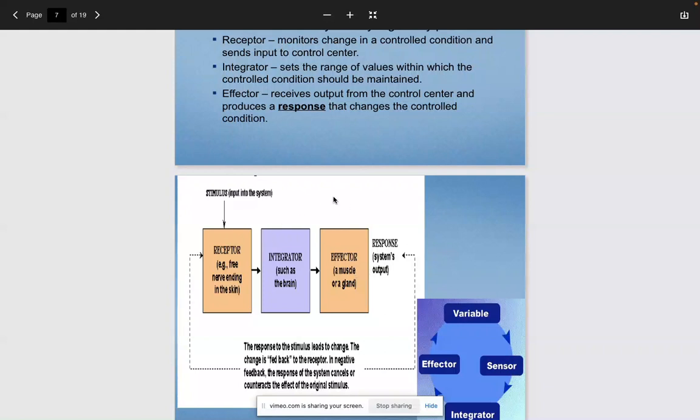So I just want you to see that this exists. You're going to have a stimulus. A stimulus is going to be our inciting event, right? The input into the system that's going to trigger the receptor or the sensor, same word, sensor. And the sensor is just going to be what is processing the information. Then it's going to send it to the integrator, who's going to control the set point. And in most cases, the integrator is going to be the brain. And then we're going to send it to the effector. The effector could be a muscle or a gland. In the case of us, it's probably going to be a muscle, right? We're going to jerk our hand back. And then from there, we're going to have a response, right?